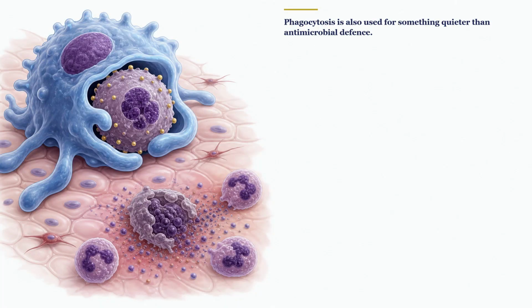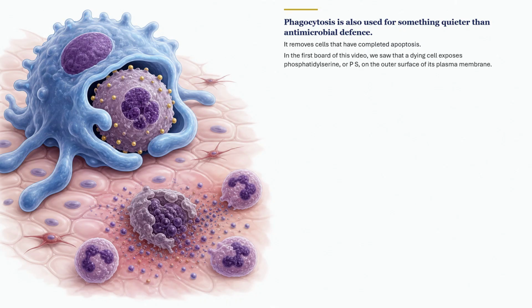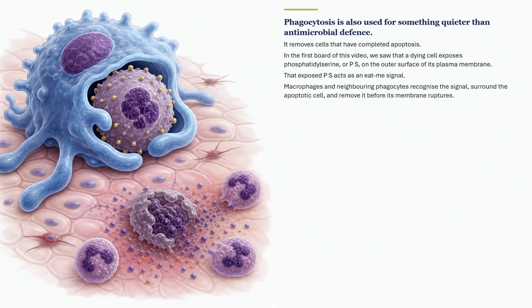Phagocytosis is also used for something quieter than antimicrobial defense. It removes cells that have completed apoptosis. In the first board of this video, we saw that a dying cell exposes phosphatidylserine, or PS, on the outer surface of its plasma membrane. That exposed PS acts as an "eat me" signal. Macrophages and neighboring phagocytes recognize the signal, surround the apoptotic cell, and remove it before its membrane ruptures.